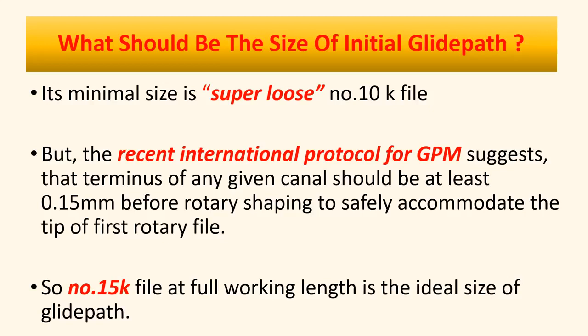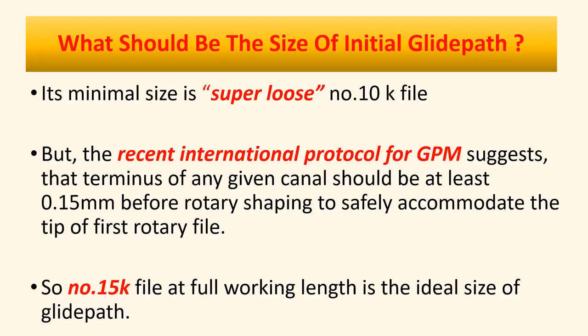What should be the size of the initial glide path? Its minimal size is a super loose number 10 K file, but the recent international protocol for glide path management suggests that the terminus of any given canal should be at least 0.15 mm before rotary shaping to safely accommodate the tip of the first rotary files. That means a number 15 K file at full working length is the ideal size of glide path.